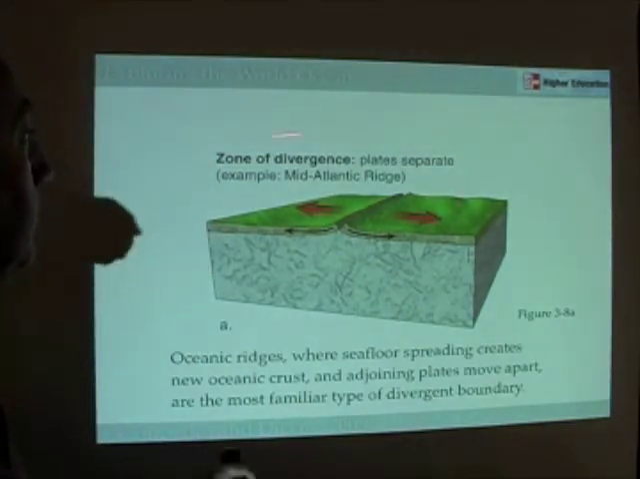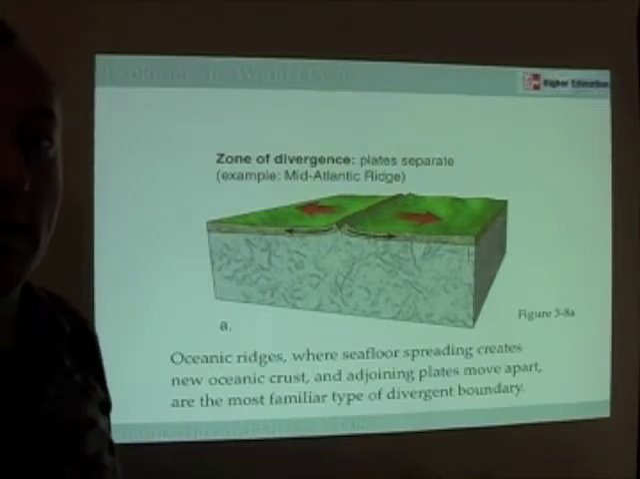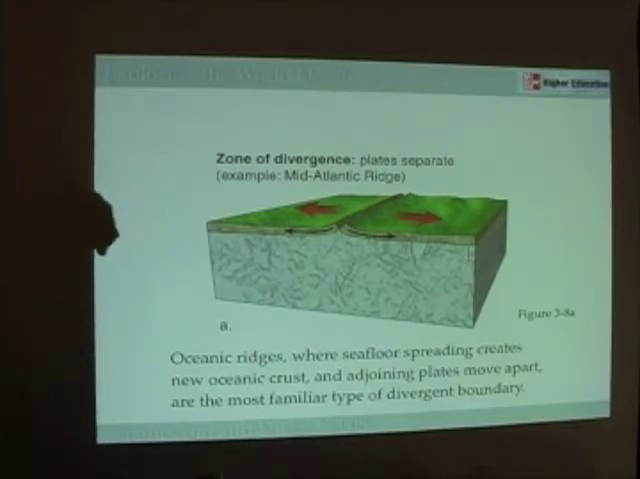Here's an example of a divergent boundary. Divergent boundaries are the ones that you find at oceanic ridges, like the Mid-Atlantic Ridge. When I say ridge, I'm talking about a mountain range that we find in the middle of the ocean basins. Here the plates move apart. They separate from each other, as indicated in this figure that you'll find in your book, figure 3.8. Moving apart, a divergent boundary, oceanic ridges. Remember those types of things. That's the most familiar type of divergent boundary.